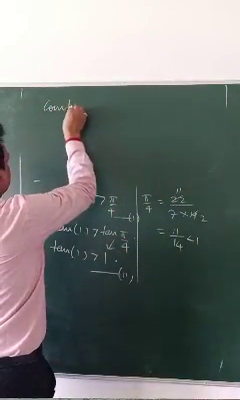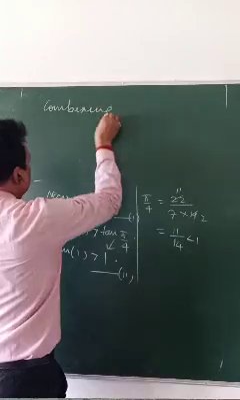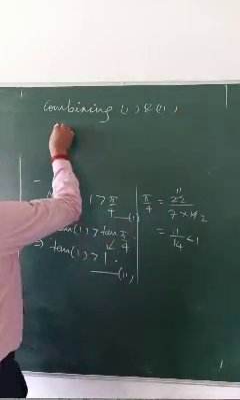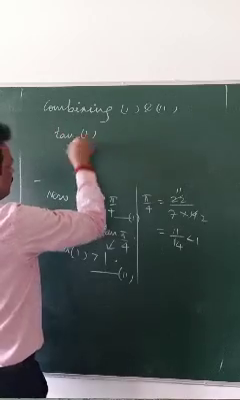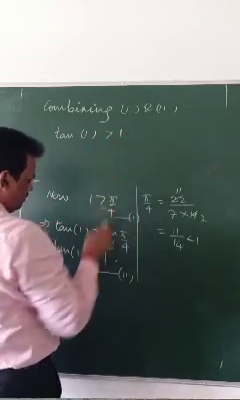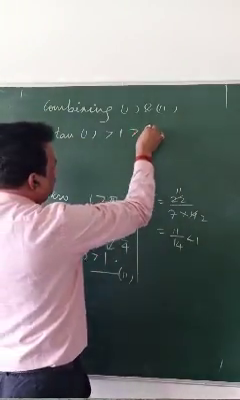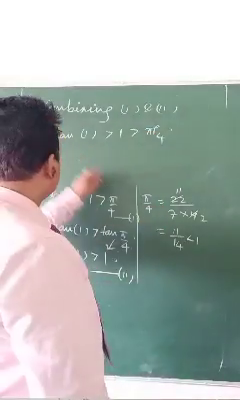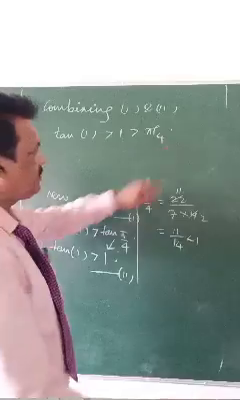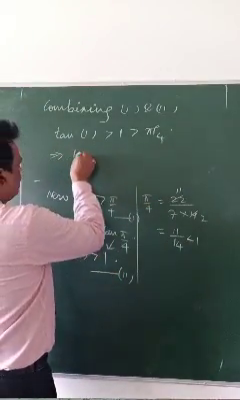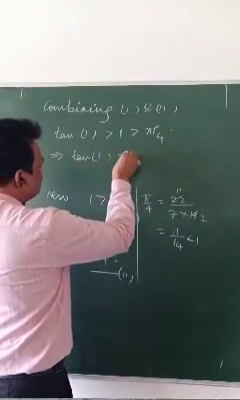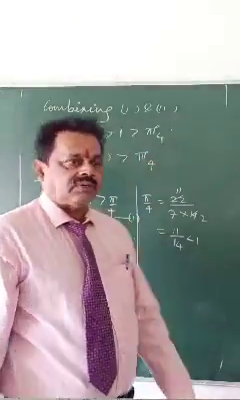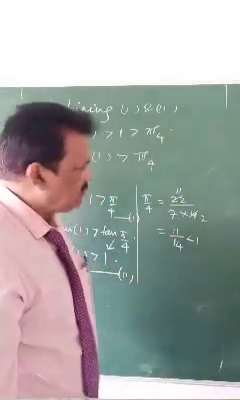Combining 1 and 2, you will get tan 1 greater than pi by 4. Possible? That means tan 1 is greater than pi by 4, because tan inverse 1 is pi by 4.